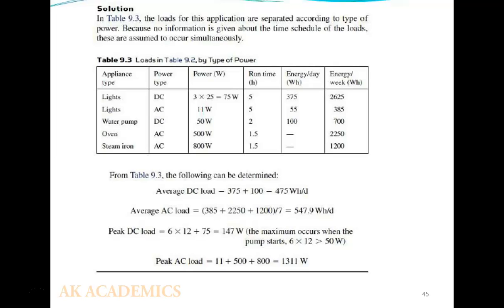But when we are looking for the peak power, the water pump will have a peak power when it is started, and when it is started, the current is 6 amperes, and that will draw about 72 watt. So peak power will become 72 plus 75, and that gives us 147 watt peak DC load for the DC appliances. Okay, so this is very important. Pay attention to that. The maximum power occurs when the pump starts, and that is 6 times 12, which gives us 72. Because 72 is greater than 50 watt, that's what we are going to use to find our peak DC load.